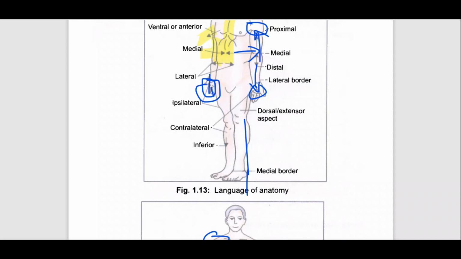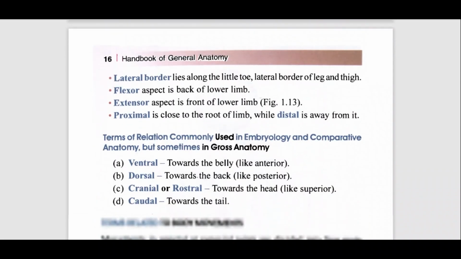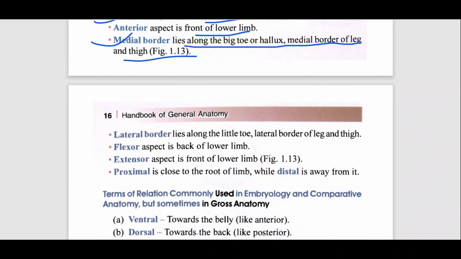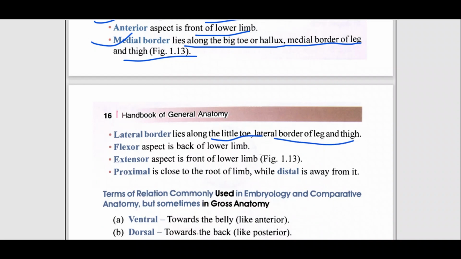अच्छा, जो यहाँ पे है, let me just erase this one. और अभी आपको बताता हूँ कि जो big toe है इसके और इस तरह, this is the medial aspect. अब इसके बिल्कुल यहाँ पे this is the lateral aspect of lower limb. This is your lateral aspect. Lateral aspect, it lies along your little toe, lateral border of leg and thigh.